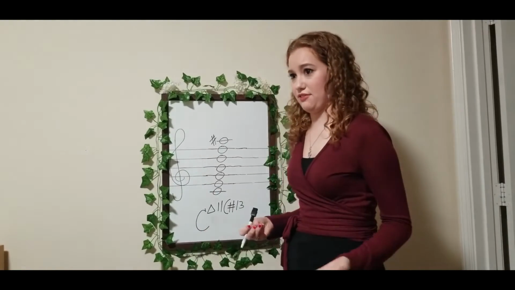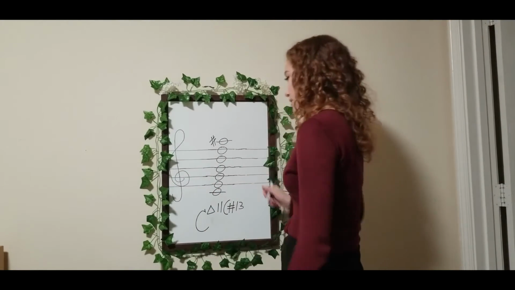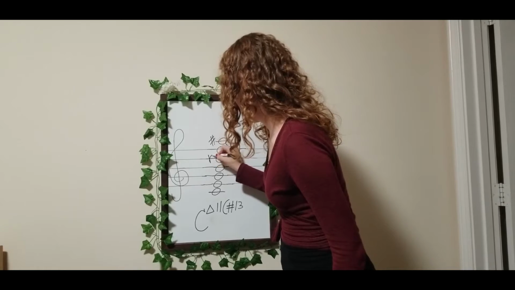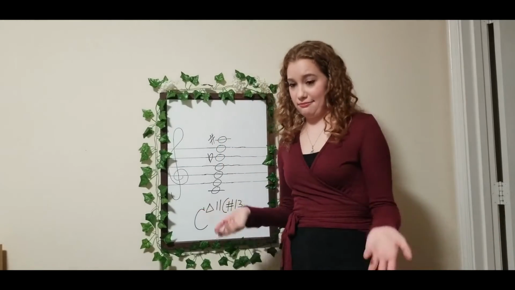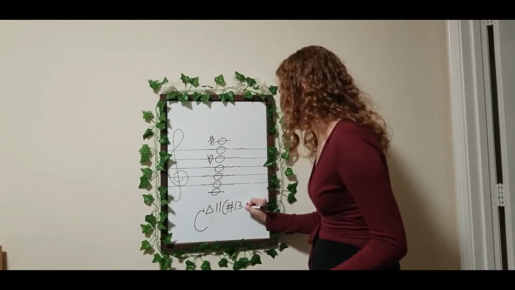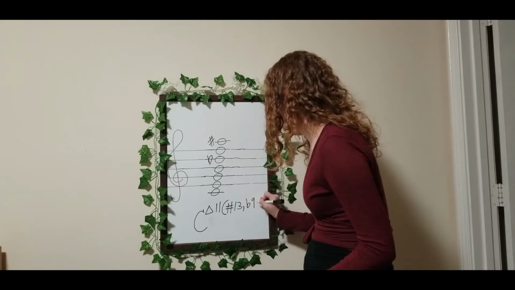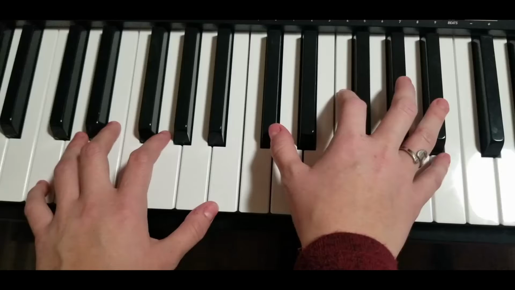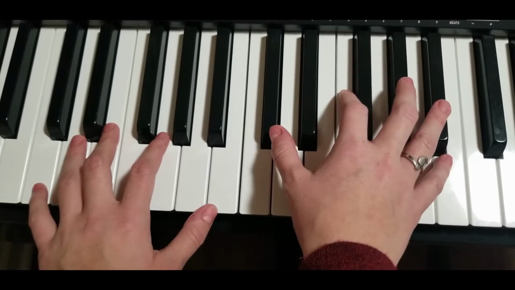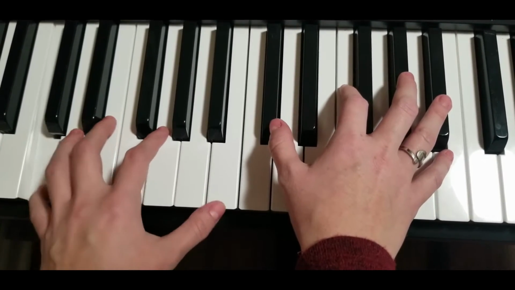Now what happens if we've got something else in here? Like, oh, I don't know, a random D flat. Well, that would just be a sharp 13, flat 9. What a C major 11 sharp 13 flat 9 sounds like.